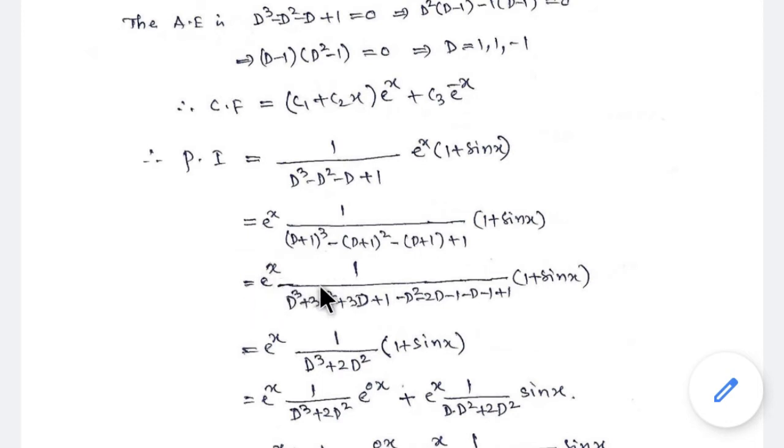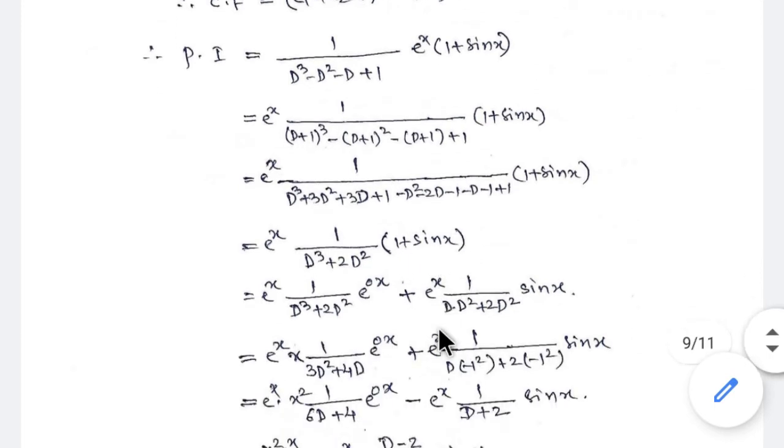So e raised to x into 1 divided by the expansion of all this. This uses the a plus b whole cube formula and the a plus b whole square formula. So you get D cubed plus 3D squared plus 3D plus 1 minus D squared minus 2D minus 1 minus D minus 1 plus 1. After expanding and simplifying, we get e raised to x into 1 divided by D cubed plus 2D squared, operating on 1 plus sin x.